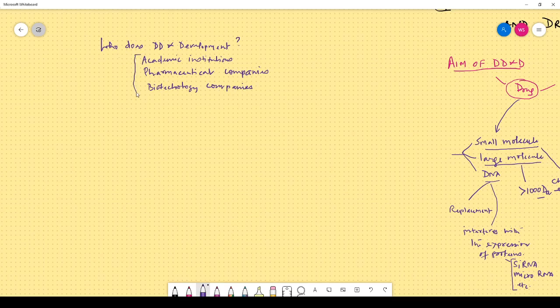Okay. So, drug discovery and development happens in academic institutions. In academic institutions, usually the drug discovery phase takes place. Drug discovery. Okay. And the development is usually done by pharmaceutical companies and biotechnology companies. Drug development.